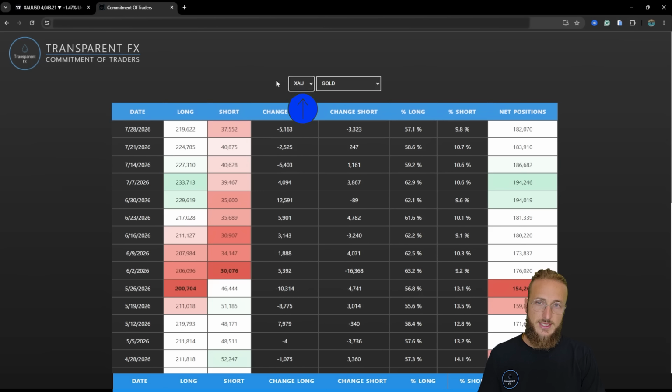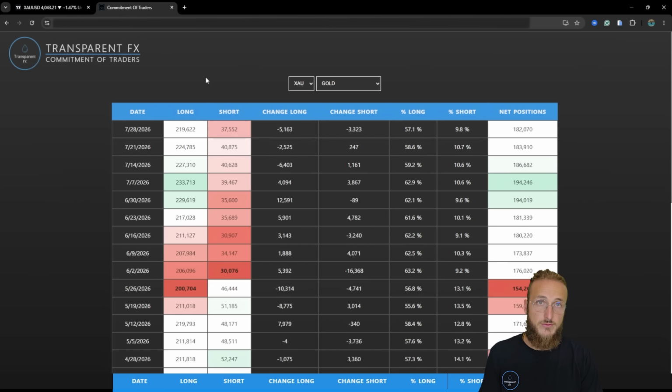Well, if we look at the data for gold, this is already reported against the USD. So this is already gold USD. And what we can see is that with the last reports, we still don't see strong institutional buying. Of course, in the long term, we still have 219K longs compared to only 37K shorts. So we have still a huge amount of longs compared to shorts.